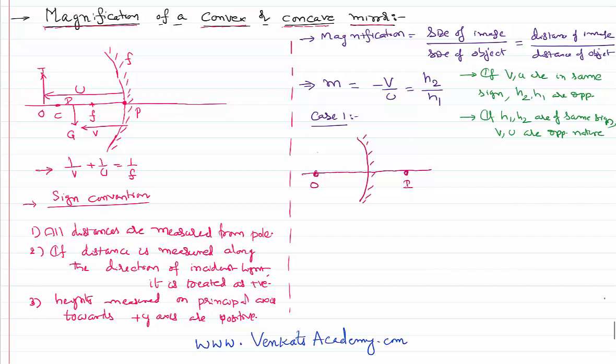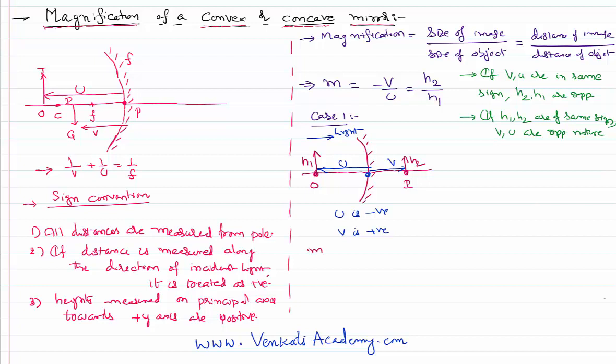Let us try talking about sign conventions. All distances are measured from the pole. This is u. This is v. This is the direction of incident light. So you might have seen u is against the direction of incident light, and v is in the direction of incident light itself. So u is negative and v is positive. And you have noticed these two are in opposite directions. That means h1 and h2 will be in the same direction, because u and v are in opposite directions.